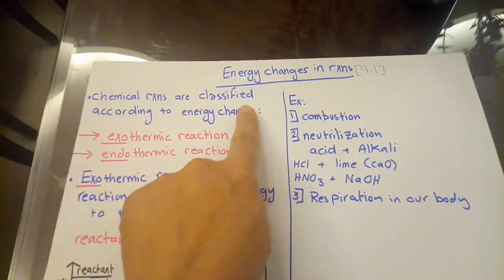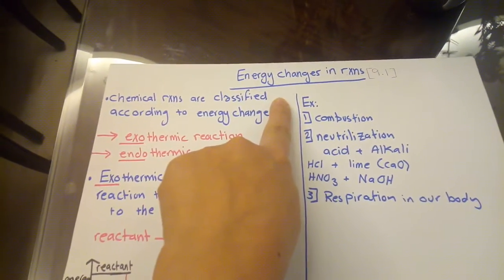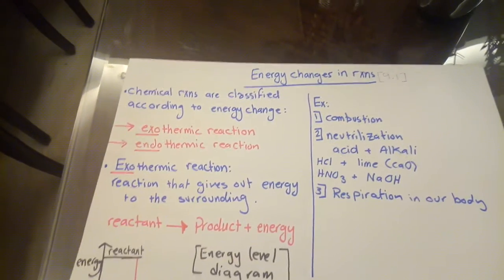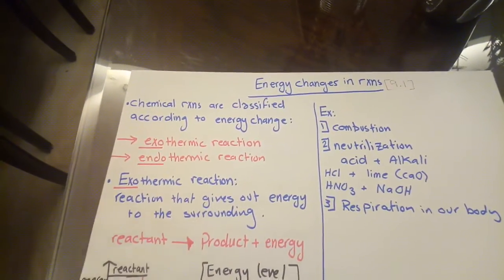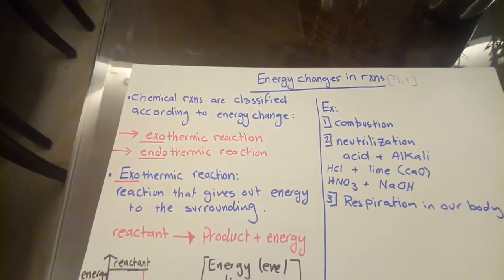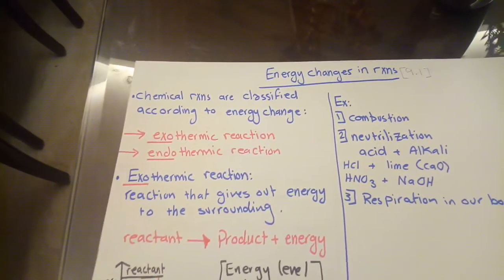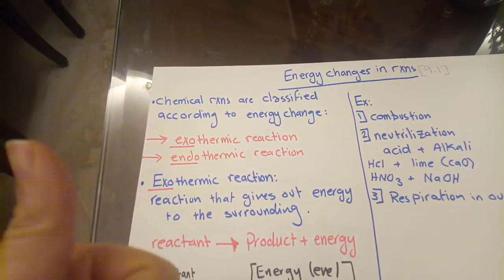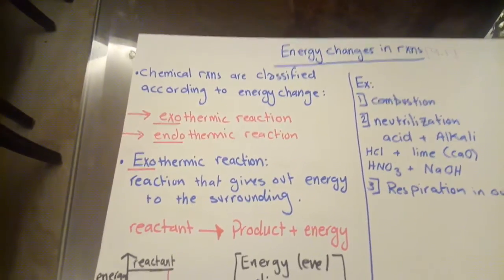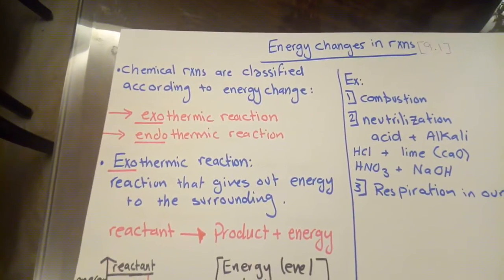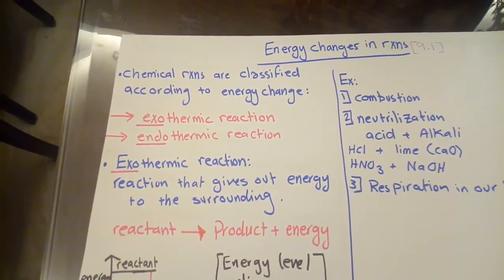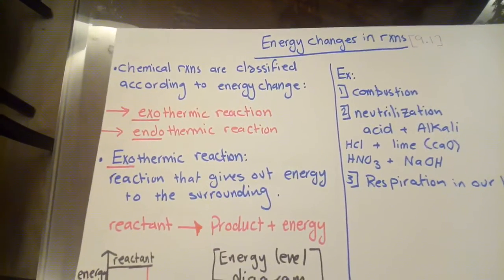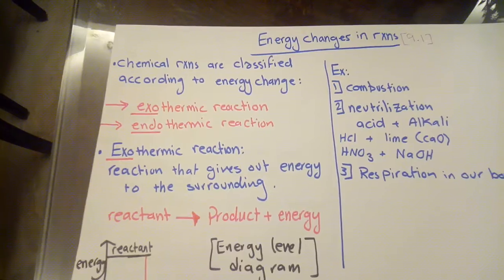Okay? So energy change we can measure in chemical reactions, and we can see that energy can be released or absorbed. Okay, so I'm going to classify any chemical reactions into two types. Type number one, exothermic reaction. Type number two, endothermic reaction. Exo is related to exit and endo is related to in, come in.